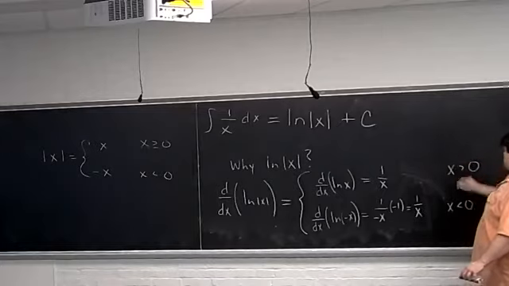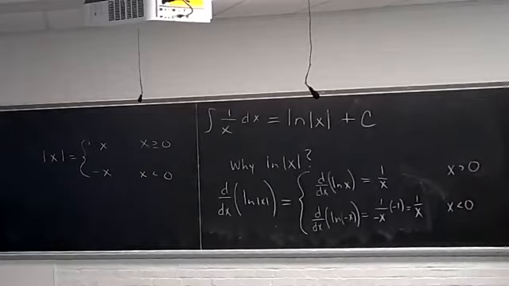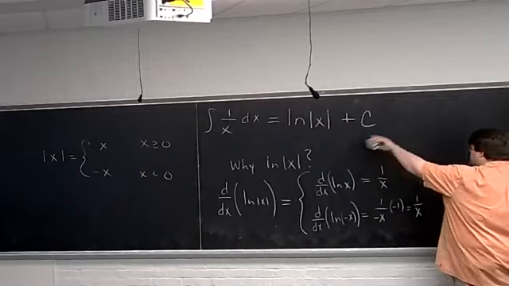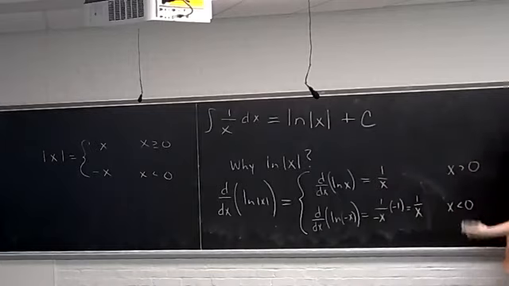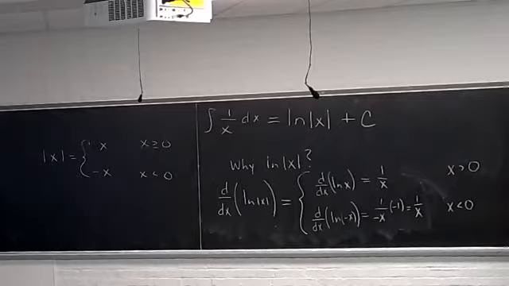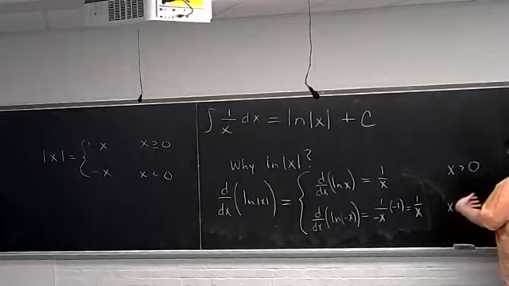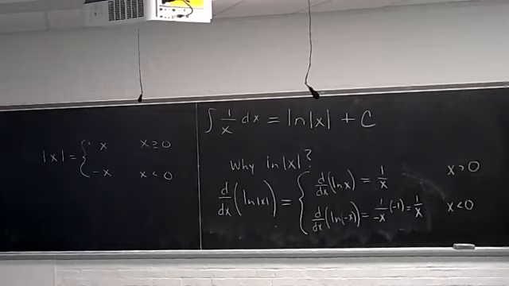This up here is for x positive. But in either case, the derivative of this right-hand side is 1 over x. So right here, we showed that an antiderivative of 1 over x can be defined on both sides of 0, meaning can be defined for all x in the domain of 1 over x.